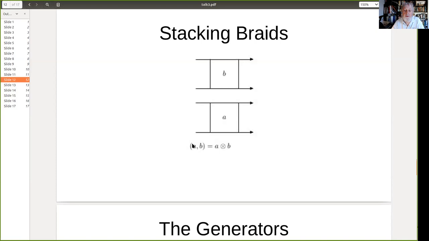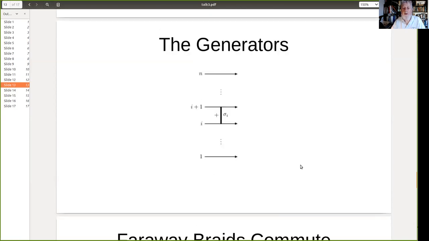We can write that stacking either as a pair or as a tensor product. You can take your pick. And so we can write the generators, which I call sigma i, going from 1 to n minus 1 if there are n strings. That's performed by stacking this simple cross or bridge here on top of identities. Clearly the braid where nothing happens is an identity. So we've stacked these braids together to get sigma i.